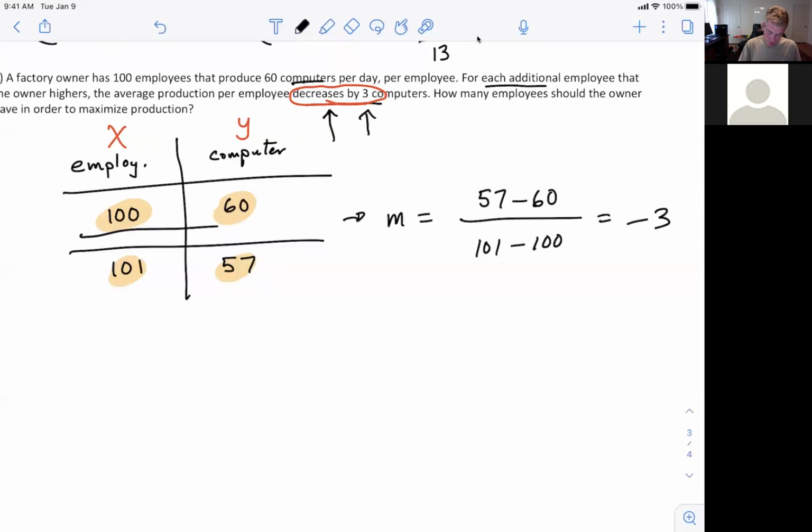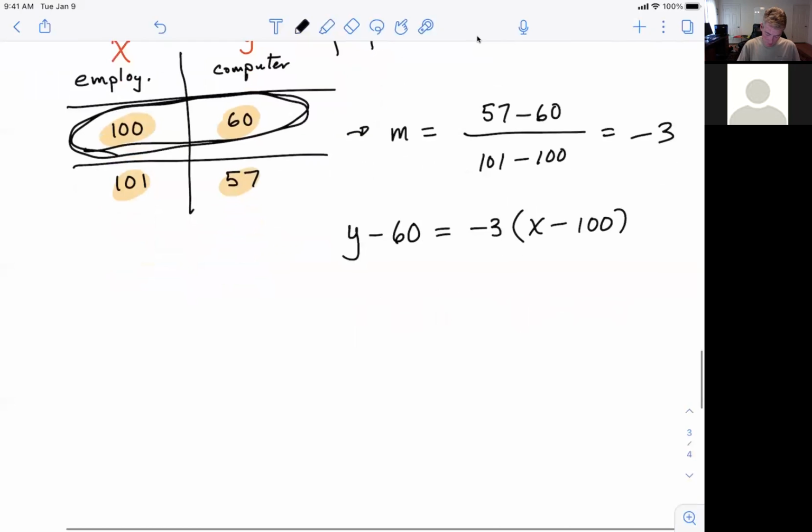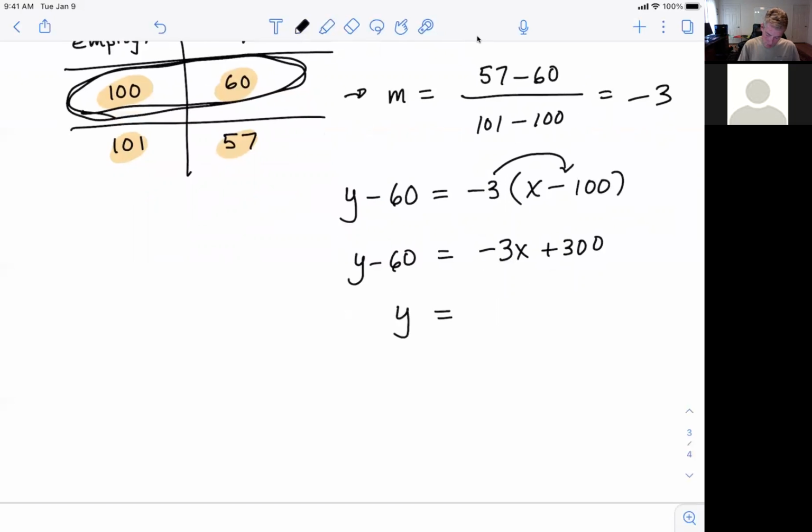And then find the equation of the line. I'm going to use this point right here. You could use either one. So y minus the y value of 60 equals the slope times x minus the x value of 100. And this is going to be -3x, and then distribute the negative times negative is a +300. And then add 60 to both sides. So y is equal to -3x, and then if you add 60, it's going to be plus 360.